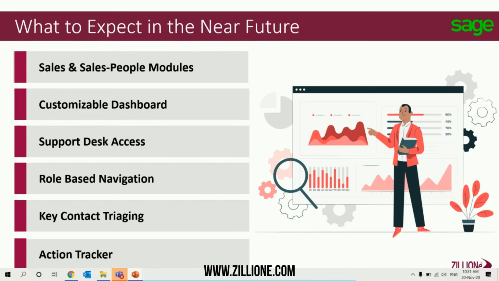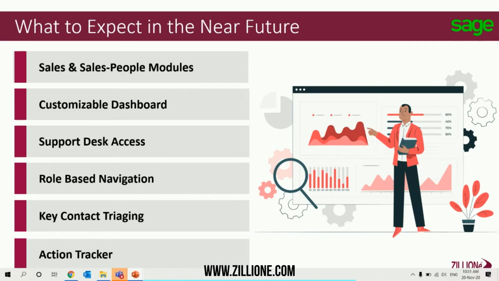We are planning on giving you a customizable dashboard. Apart from the one you saw, you should be able to add a few of the widgets that you prefer to have on your dashboard. Access to support desk as well. For example, if you encounter a problem while using the mobile app, or while using your Sage 300 ERP at your workplace, you should be able to log a support ticket conveniently through a support desk access module on the mobile app.